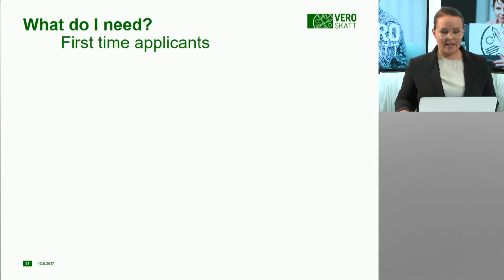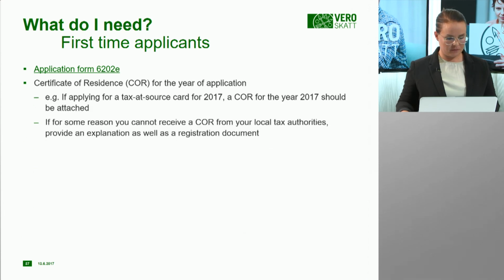So, what do I need? First-time applicants, of course, need the application form 6202E and the certificate of residence for the year of application. For example, if you are applying for the tax at source card for year 2017, the certificate of residence for year 2017 should be attached. If for some reason you cannot receive the certificate of residence from your local tax authorities, please provide an explanation as well as the registration document.